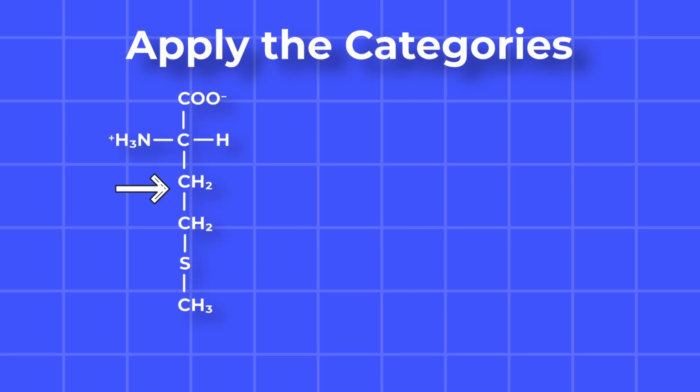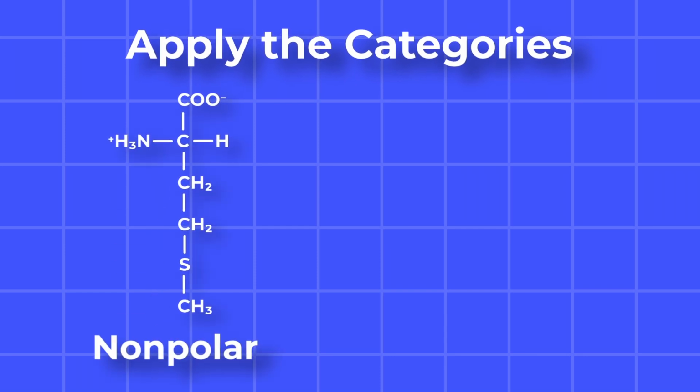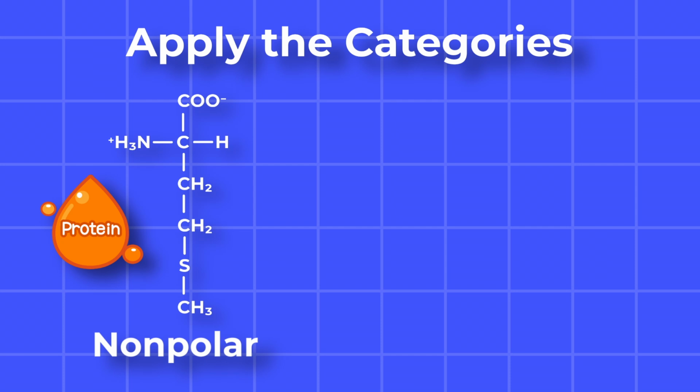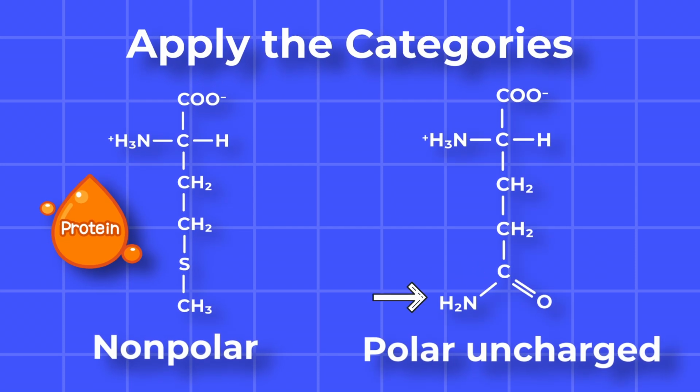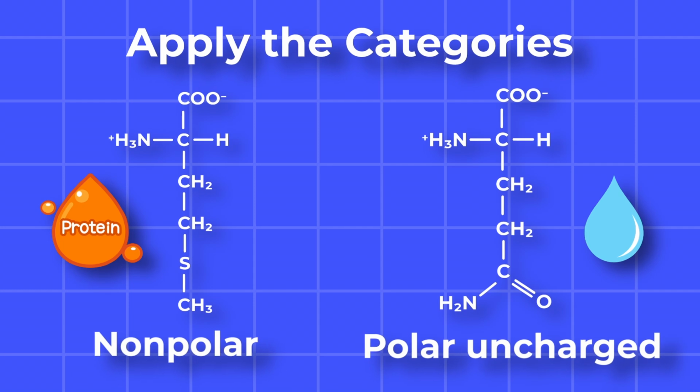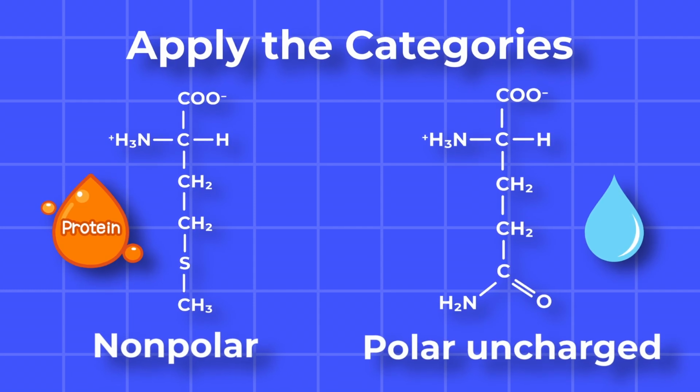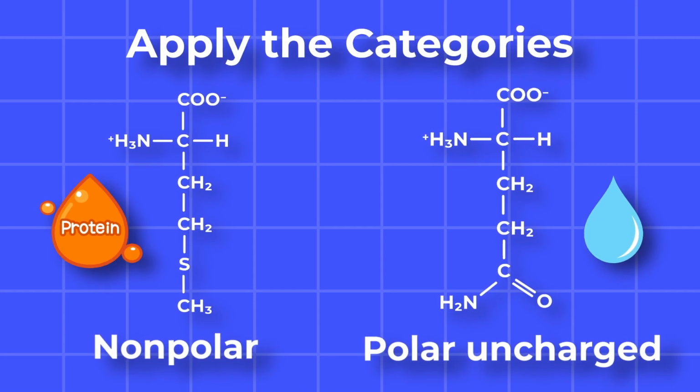Let us apply the side chain categories. A long hydrocarbon tail is nonpolar and tends to tuck into the protein core. A side chain with an amide group is polar and comfortable at the surface where it can touch water. This simple filter helps you predict where residues like to live.